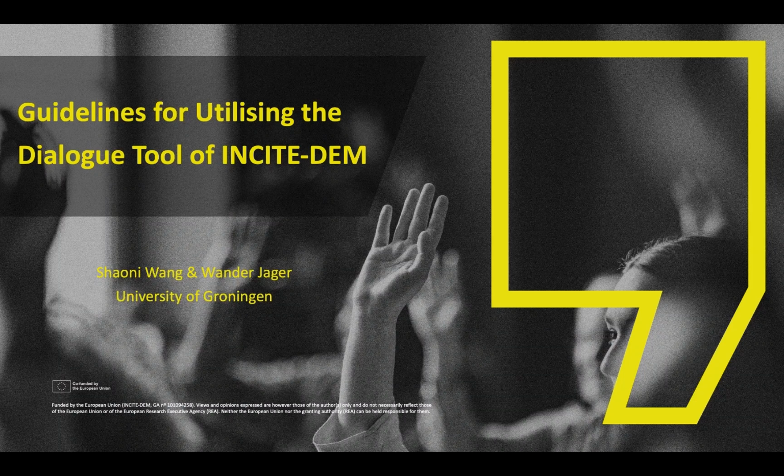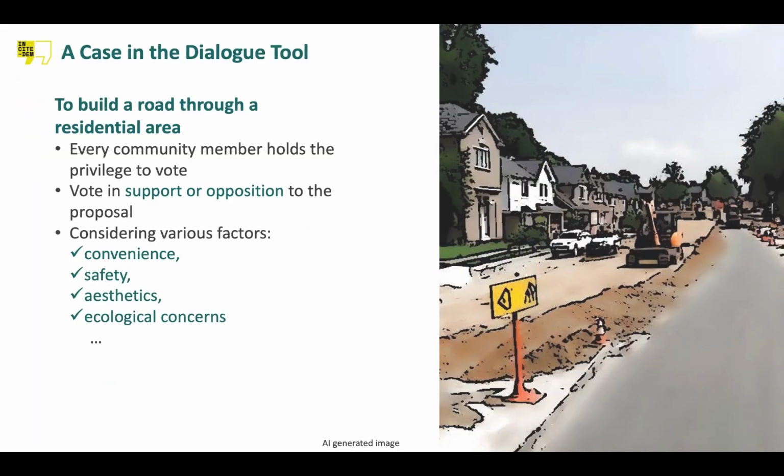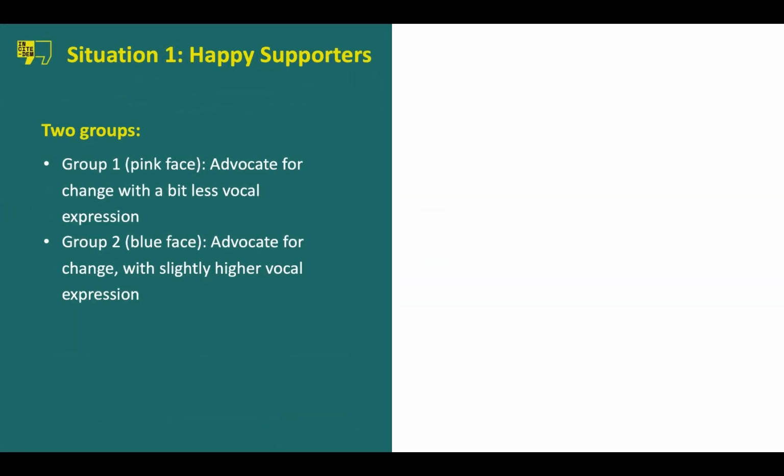This video will walk you through the guidelines for using the dialogue tool of INCITE-DEM to understand community dynamics. To start, picture a case from your own context, such as a local government proposing road construction through a residential area. Each community member has the right to express their stance, influenced by factors like convenience, safety, aesthetics, ecological concerns, and more. The aim of the dialogue tool is to simulate dynamics in diverse community scenarios, fostering meaningful discussions and deepening shared understanding. Let's explore the tool now.